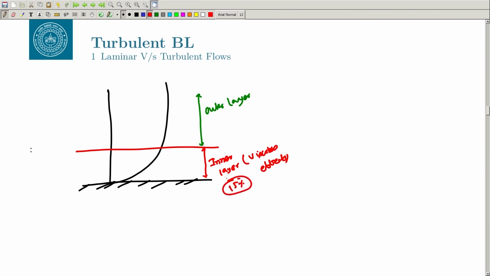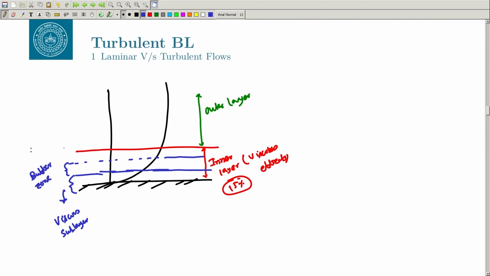It can be further divided into a layer very close to the wall, which is called the viscous sublayer. And then we will have a buffer zone. This region is called the buffer zone. And then we will have something called the log layer. All these come under something called the law of the wall. And then you have the outer layer. In between, there will be a layer which we call the overlap layer, and then after that we will have something called the law of the wake.